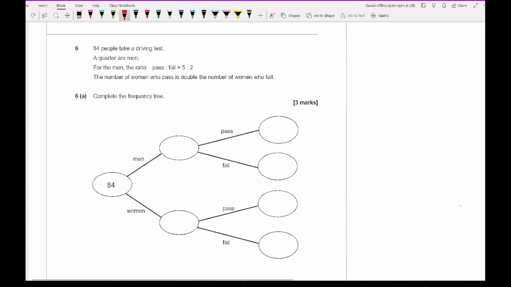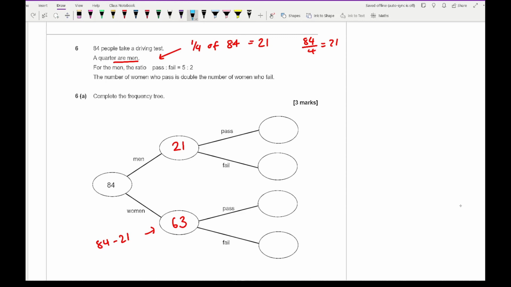So looking at the first one, we've got 84 people and a quarter are men. So if I work out a quarter of 84, I work that to be 21. So that's 84 divided by 4 equals 21. So there are 21 men. Therefore, to work out the women, all I've got to do is 84 minus 21, which gives me an answer of 63.